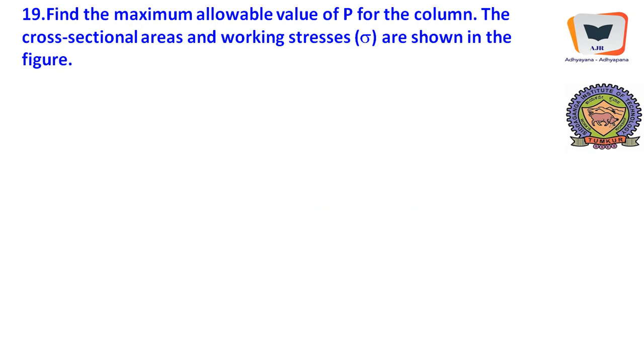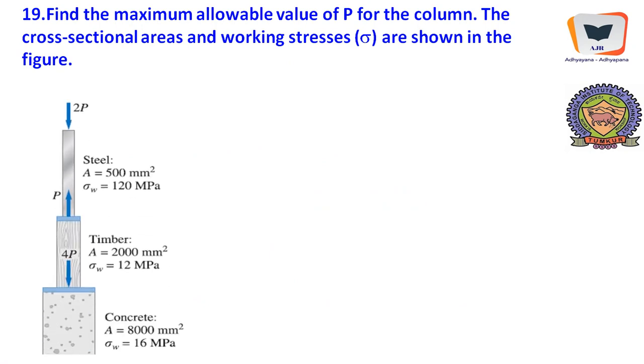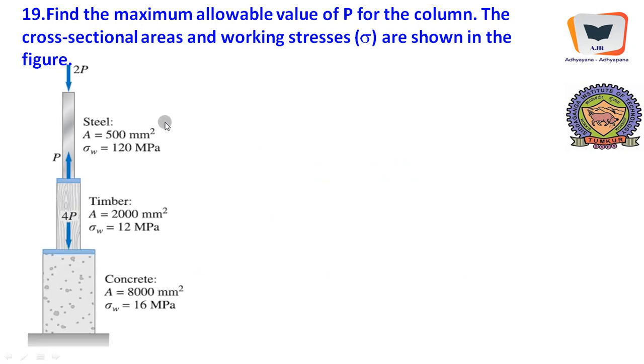Find the maximum allowable value of P for the column. The cross-sectional areas and working stress are shown in the figure. So this is a column. This portion is made out of steel, this portion is made out of timber, and this portion is made out of concrete. Anyway, this is no different from the previous problem, but it comes with a question that we need to find the minimum allowable value of P.